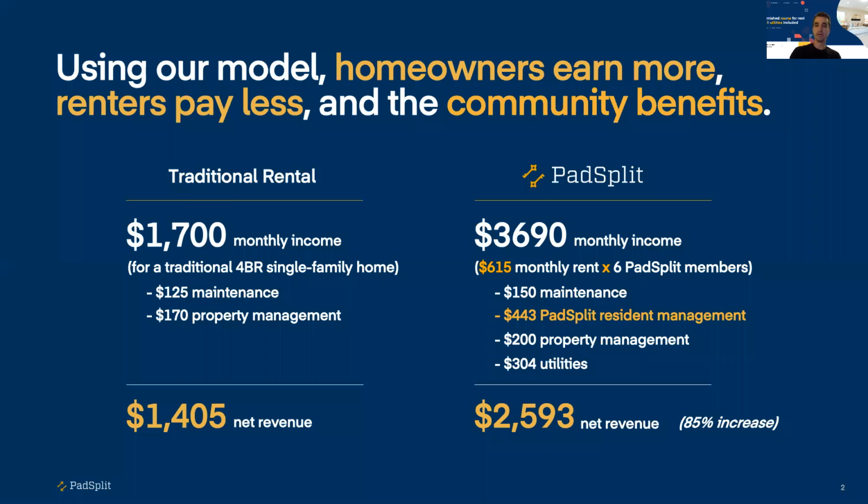Here's a breakdown. On the left is a traditional rental that rents for $1,700 a month. After maintenance and property management, the result is a net operating income of around $1,400. Listing as a PadSplit and renting those 6 bedrooms at around $600 a month, the net revenue is nearly twice as high at over $3,600. Even after maintenance, fees, management, and included utilities, the net operating income is nearly $2,600, an increase of 85%.